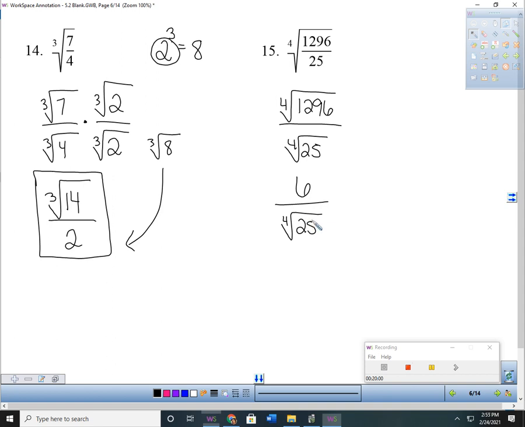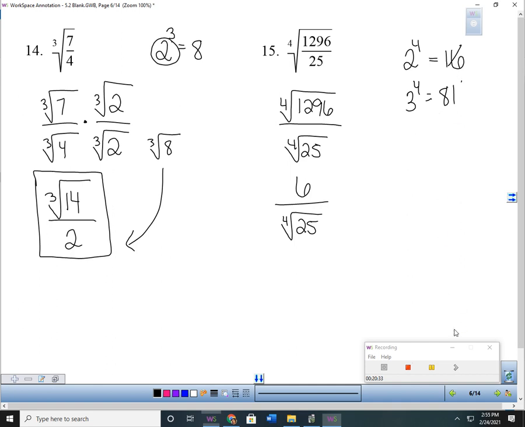So I've got 25 on the bottom, and I'm looking for a perfect fourth root. So I'm going to start with 2 to the fourth. So 2 to the fourth power is 16, right? Will 16 divide by 25? No. So I know that that one's not going to work. So now I'll do 3 to the fourth power. So 3 to the fourth power is 81. Will 81 divide by the 25?